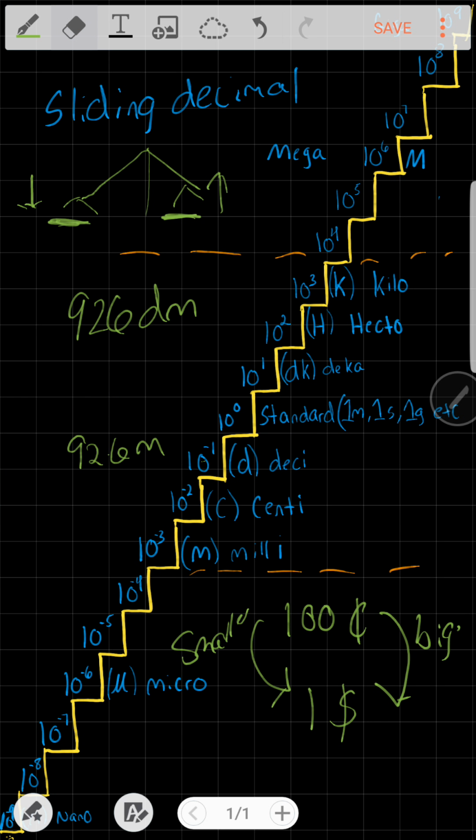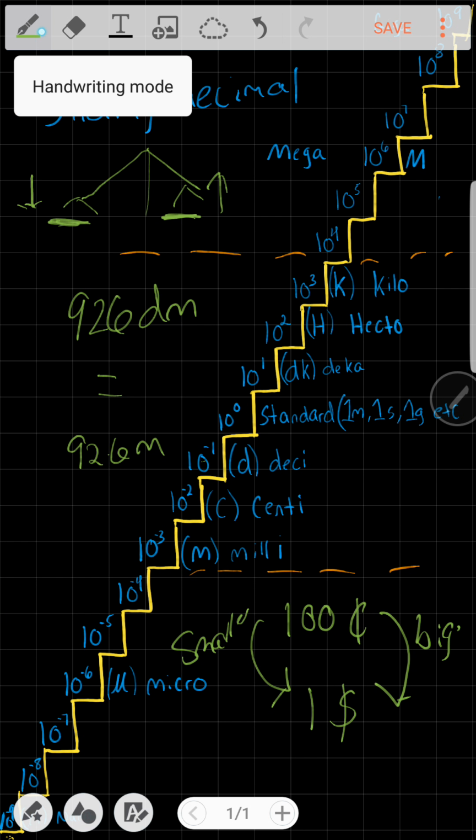Now I want you to understand, these two values are the exact same thing. They equal each other. If I was going to build a house and I said, hey, the length of your building needs to be 926 decimeters, what I'm saying is it needs to be 92.6 meters. If you said, oh, so 92.6 meters, I would say, absolutely. I'm glad you understand me. I'm glad we're working on the same level here.